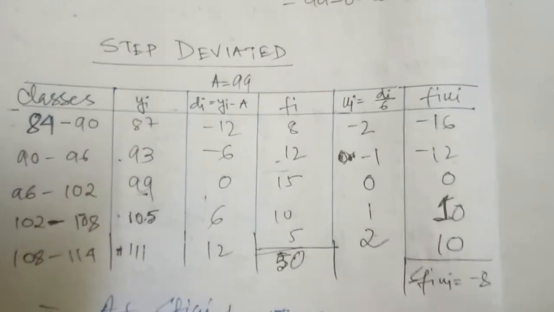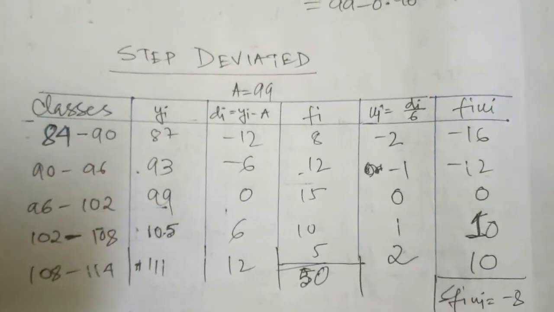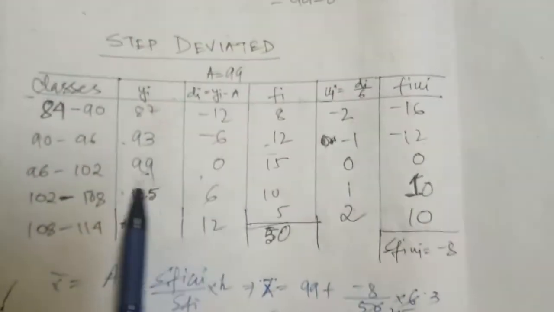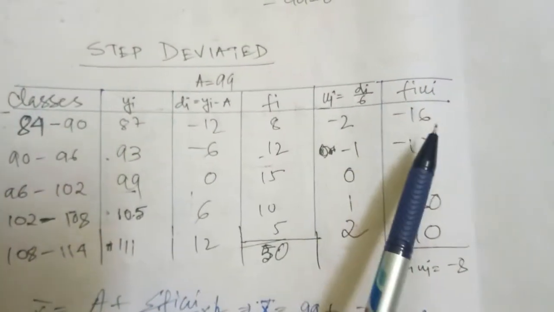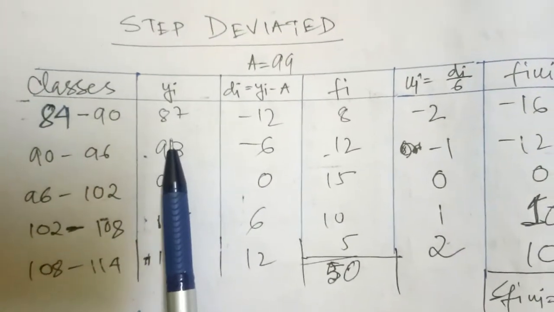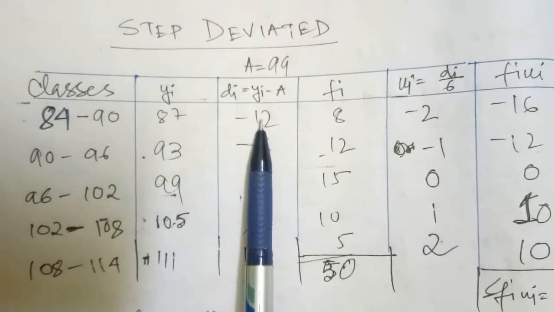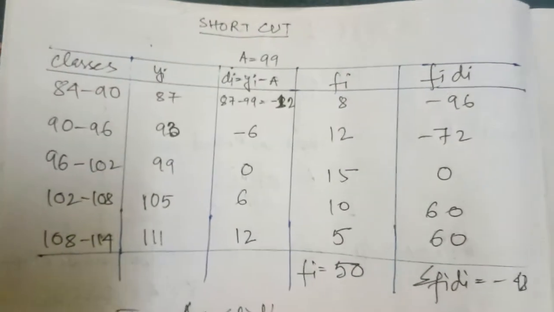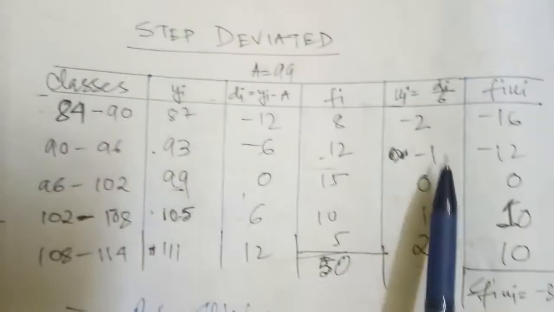Next, we come across the step deviation method. This method, as I've just told, is compared with the last method. The last method had how many columns? You have to keep in mind: 1, 2, 3, 4 and 5. Here also it comes 1, 2, 3, 4, 5 and 6. Now from here, classes, class mark, di and fi are all the same. Okay, all same. If we compare, there are no changes. The only change is that ui equals di by 6.